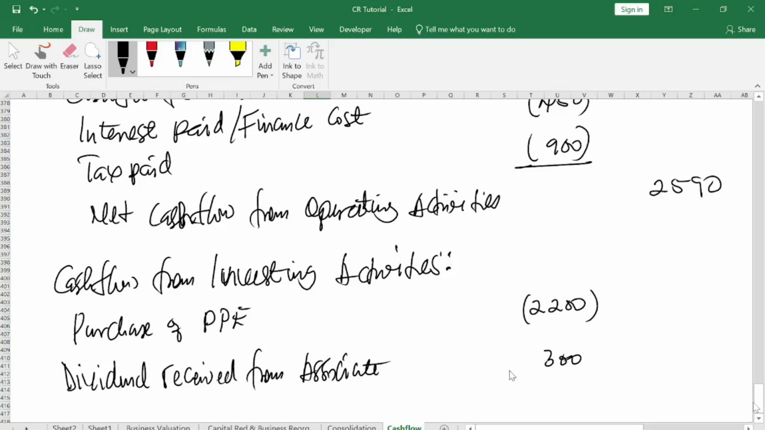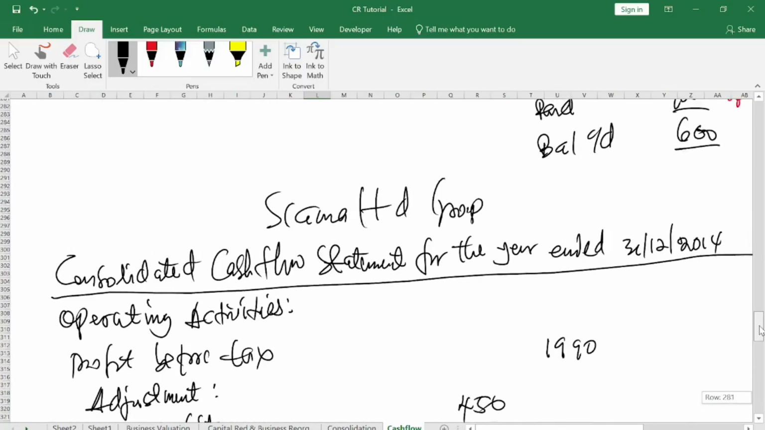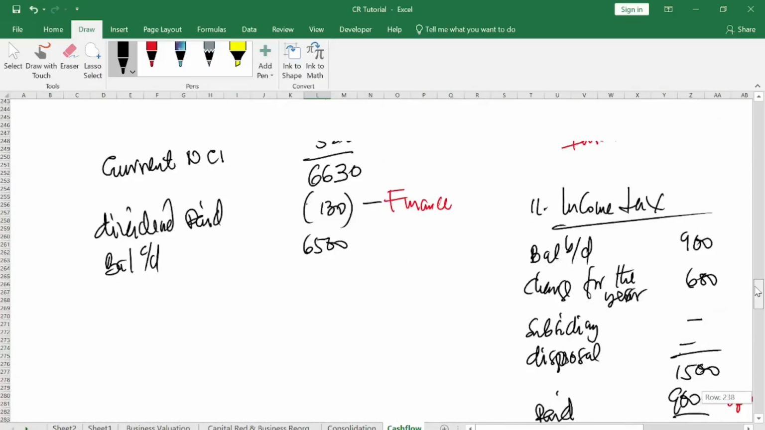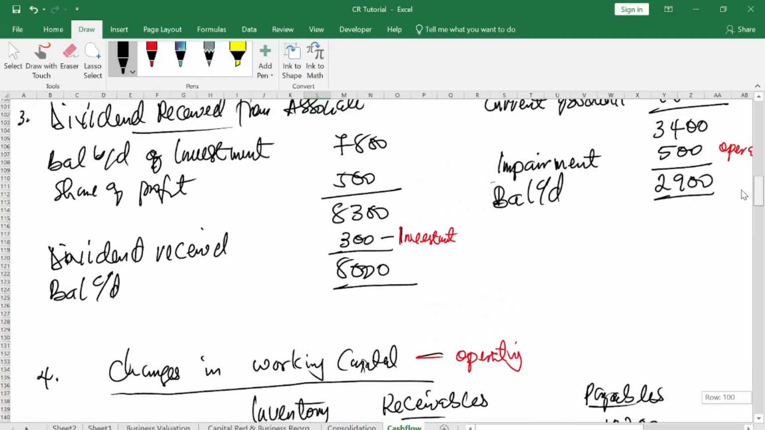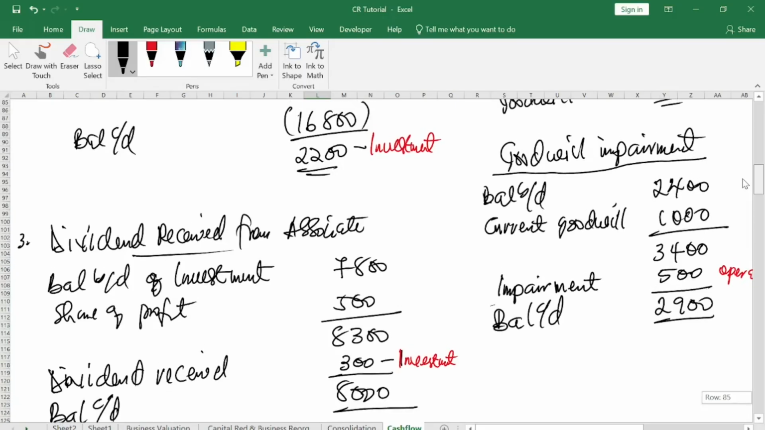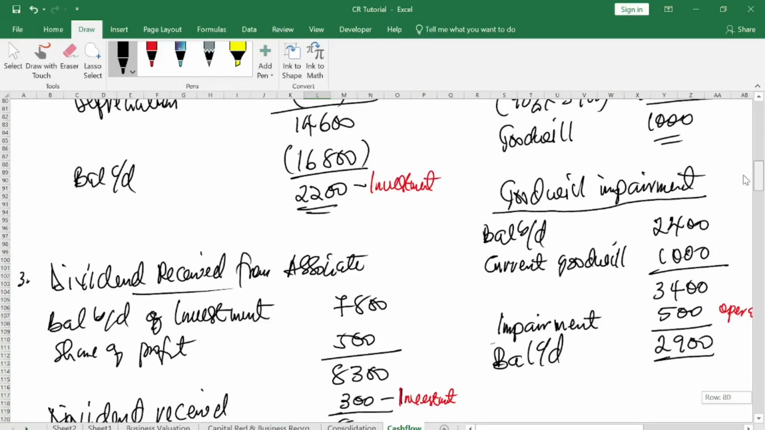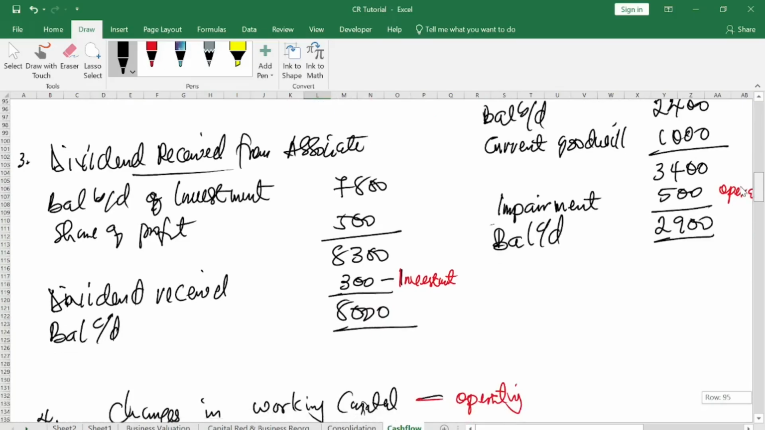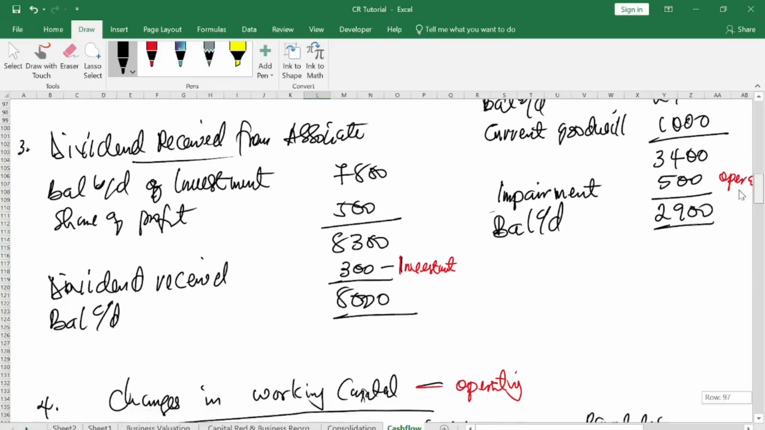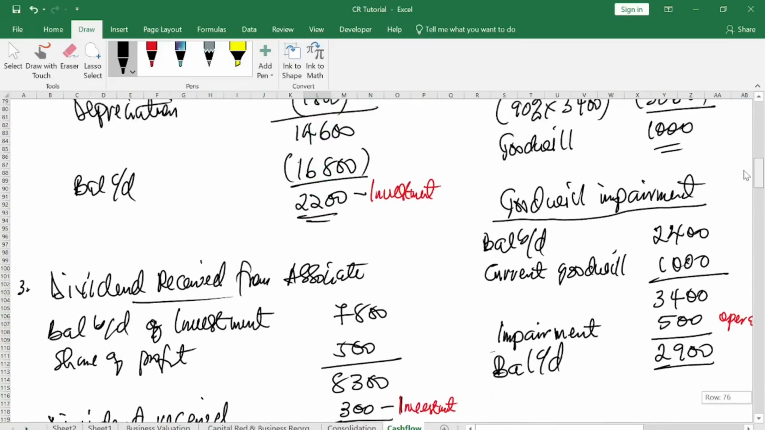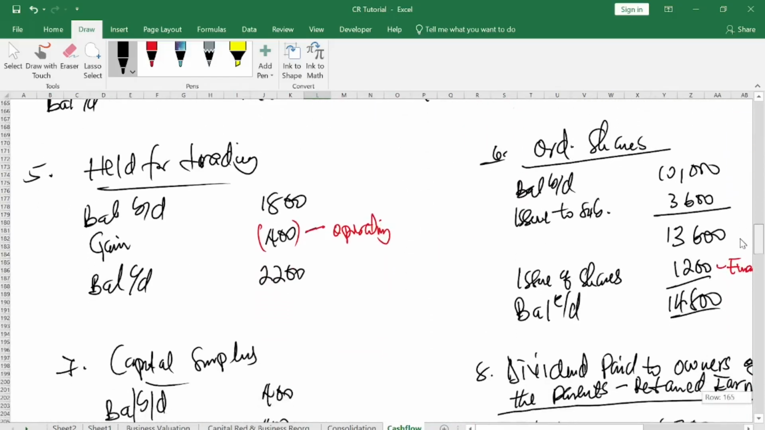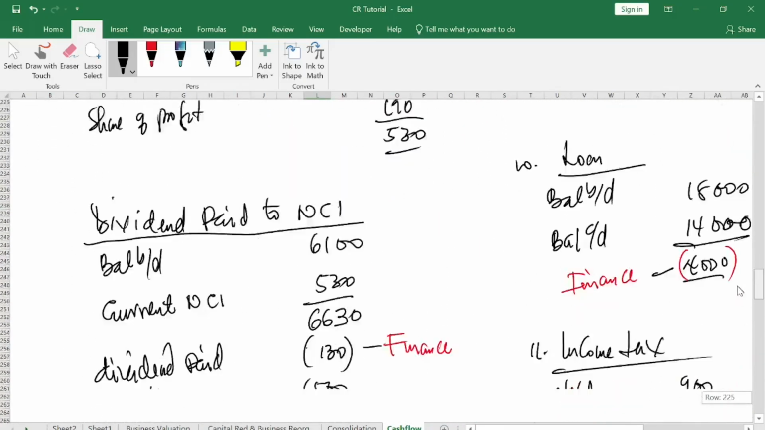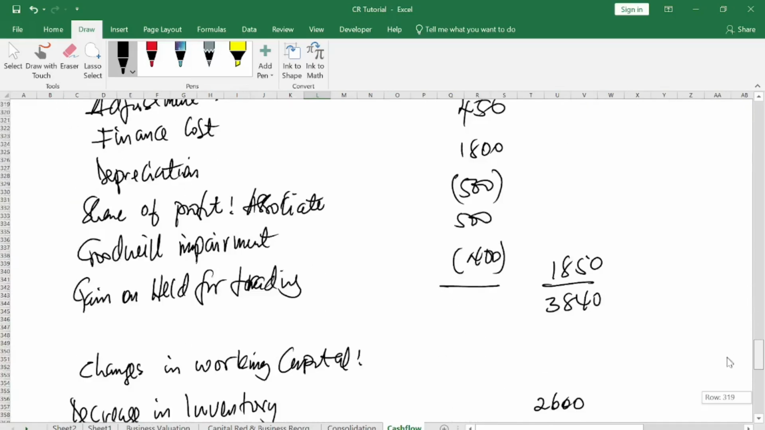What again about investment? How many investment issues did you deal with? We did two. We only did PPE and then the associate. They are the only investment activities that we did, right? Okay, so they are the only activities that we did.